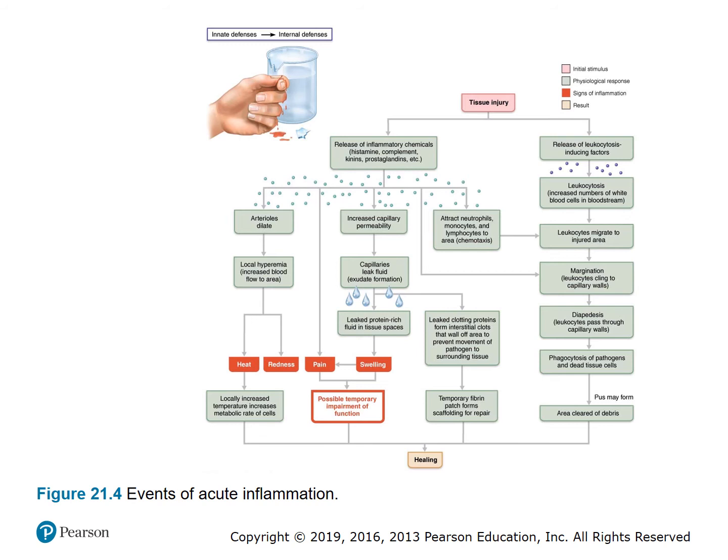And then because the arterioles dilate, there's local hyperemia, which increases the blood flow to the area that will cause the heat and the redness. And locally increased temperature increases the metabolic rate of the cells. Also pain, and also swelling because of the leaked protein-rich fluid in the tissue spaces. So this is just a summary of what we've seen so far.